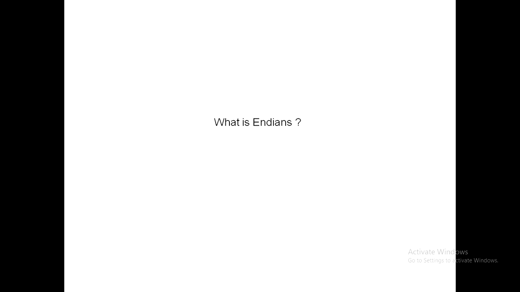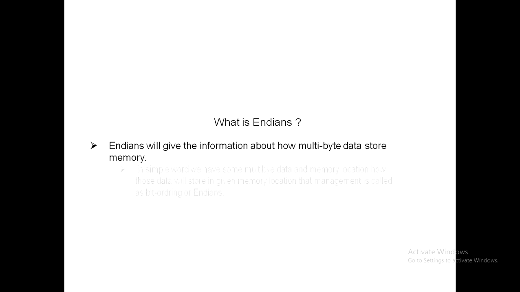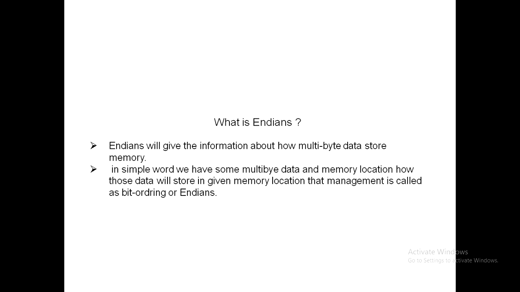So what is Endianness? Endianness gives the information about how multi-byte data is stored in memory. In simple words, if we have some multi-byte data and multiple memory locations, how that data is stored in the given locations is called bit ordering.